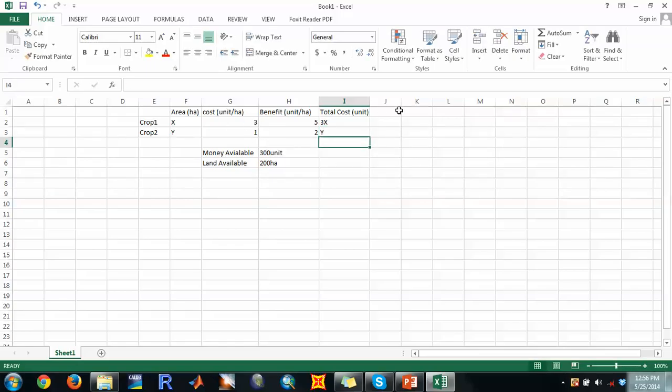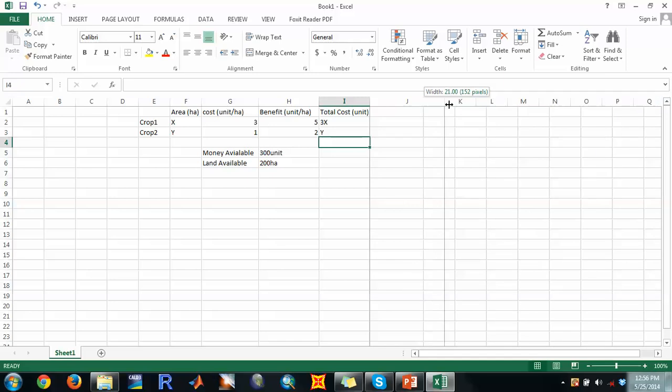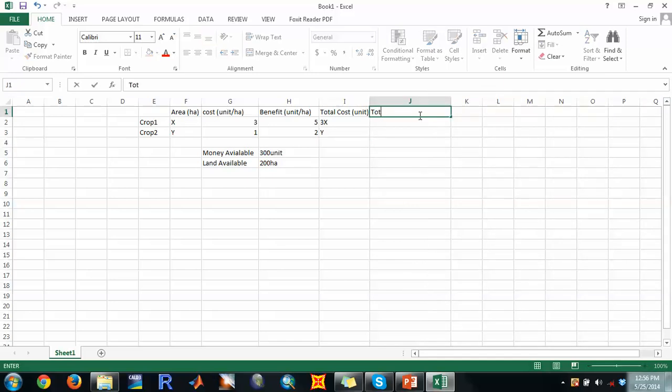And the total benefits, in units. This is the benefit that we can obtain from 1 hectare of crop 1, and this is the benefit that we can obtain from 1 hectare of crop 2. If we multiply these by the area, we get the total benefit. So it is 5x, and this is 2y.